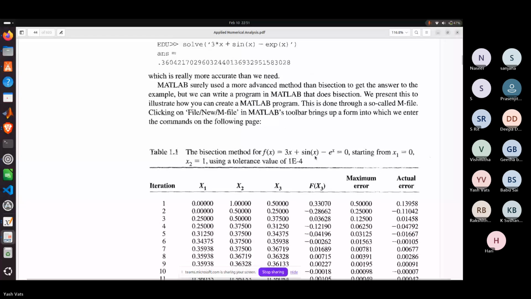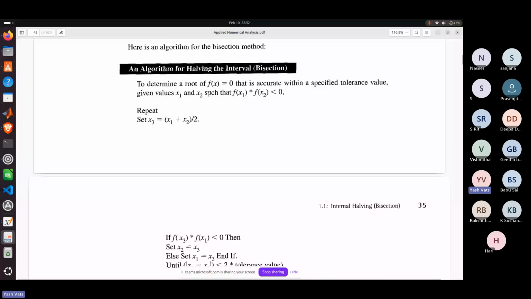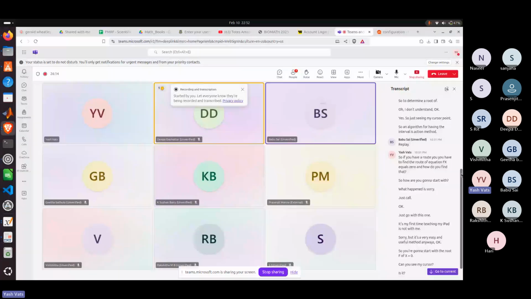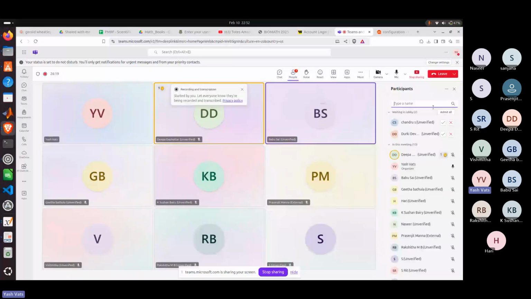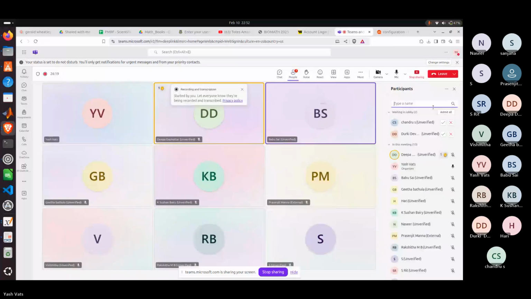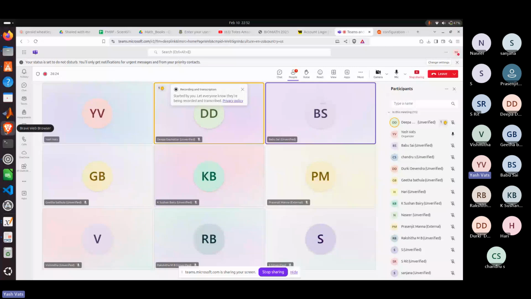So you're going to start with the root, f of x equals 0. Can you see my cursor? Is it visible, everyone? I'm just admitting some people in. I think people are coming late. Just come on time.